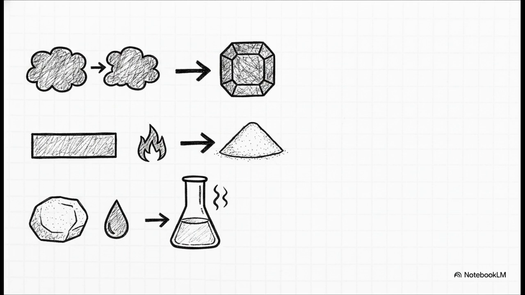When ammonia gas and hydrogen chloride gas meet, they combine to form solid ammonium chloride. If you did this in a lab, you'd actually see it as this dense white smoke. It's quite cool. Or think about burning a magnesium strip in the air. It reacts with oxygen to form a single white powder called magnesium oxide.